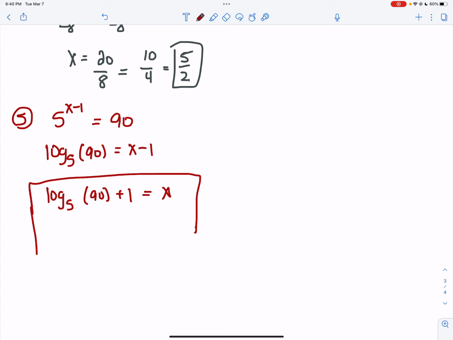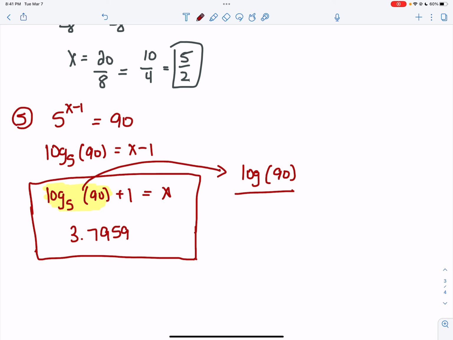You might be expected to put this into the calculator and give me the decimal equivalent on the test, which is 3.7959. Now, if you somehow get the bootleg version, aka the 83, where you can't type this in, remember last week I talked about the change of base formula. You're going to need it. If you can't type the pretty version of log base 5 of 90, you're going to have to type log of 90 over log of 5 plus 1.